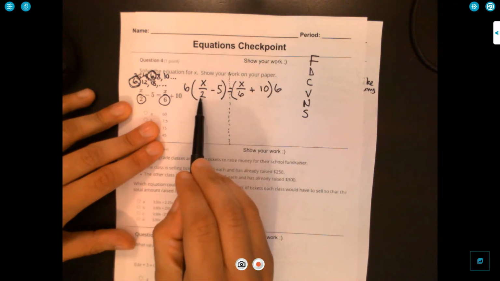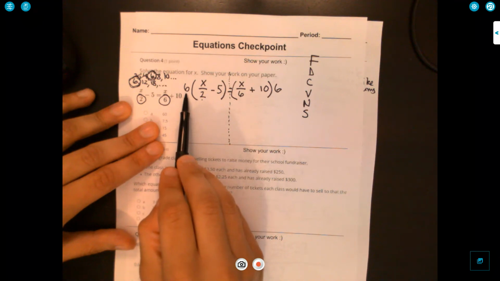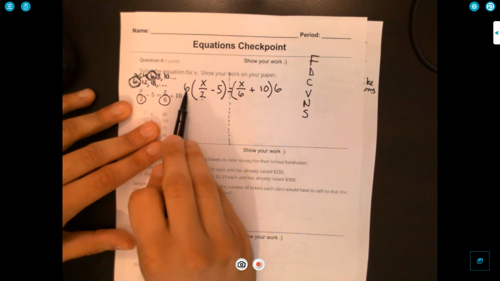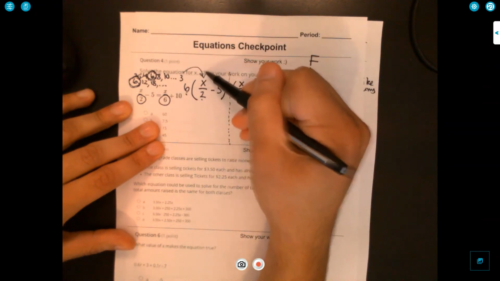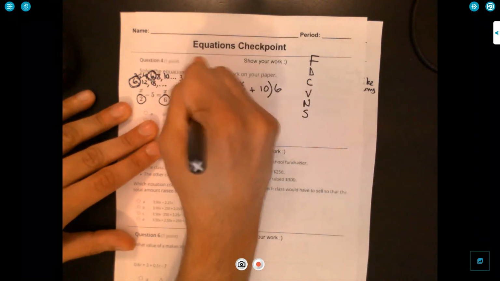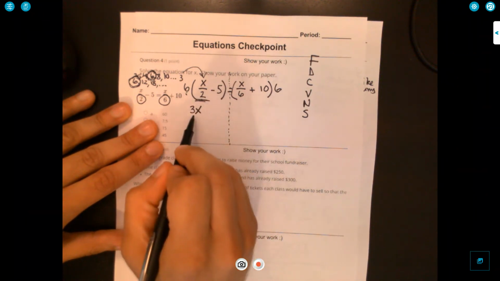So the denominator goes into our lowest common multiple 3 times. So what I'm doing is 6 divided by 2 is 3. And then 3 times 1x is 3x. So this term right here gets rewritten as 3x.